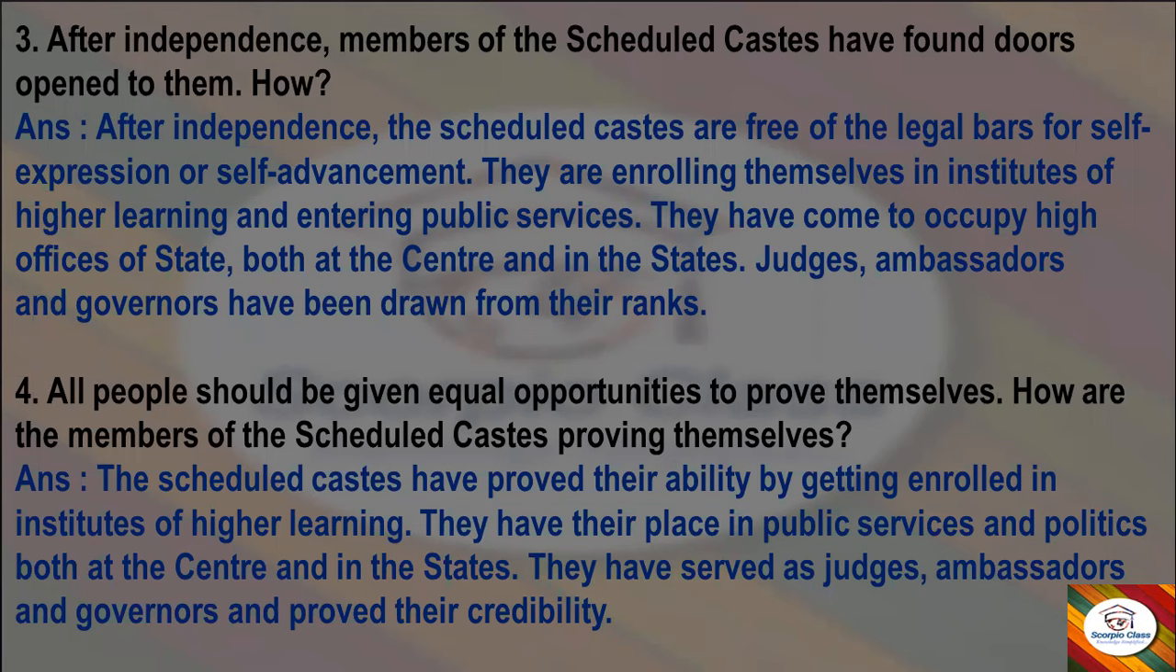Next question. All people should be given equal opportunities to prove themselves. How are the members of the scheduled castes proving themselves? Answer: the scheduled castes have proved their ability by getting enrolled in institutes of higher learning. They have their place in public services and politics, both at the center and in the states. They have served as judges, ambassadors, and governors and proved their credibility.